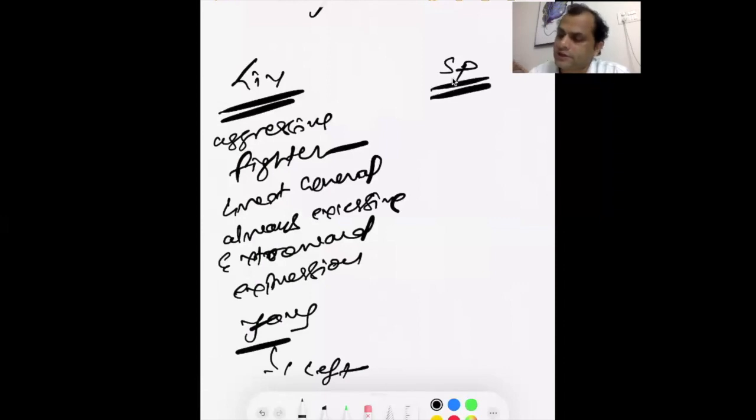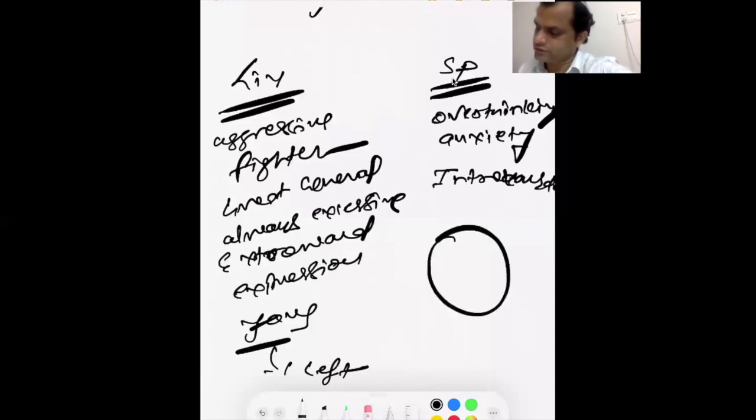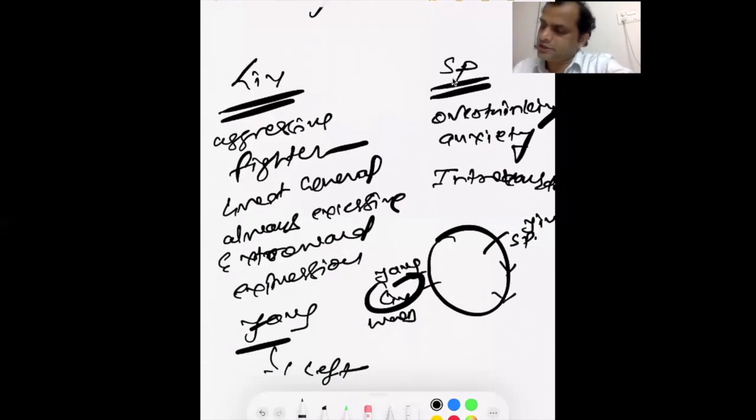But when we talk about the spleen, spleen means overthinking. Spleen means anxiety, thinking inside, not expressing out. Spleen is connected with the introvert nature. In the 5 element cycle also, we can see the liver is a wood element which is arising up, and spleen is an earth element which is going down. So spleen is a yin and liver is a yang. So spleen is a yin organ.